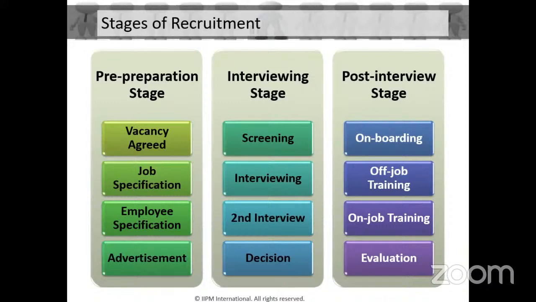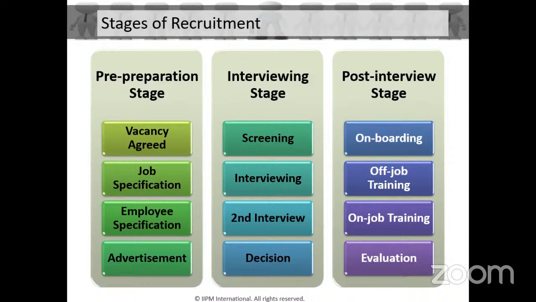And then in the pre-preparation stage, we also look at the advertisement. Okay, so what platforms do we want to advertise on? Do we want to just put it in the company's notice board, or do we want to take it out into the newspapers? Do we want to just tell our employees to refer people that they know? Or do we want to outsource the recruitment? Okay, so these are the things that we should really look at.